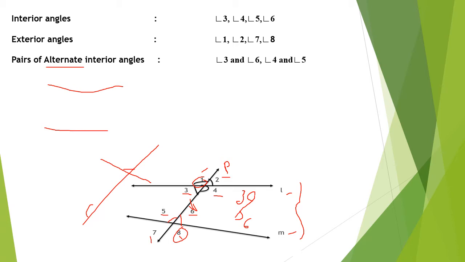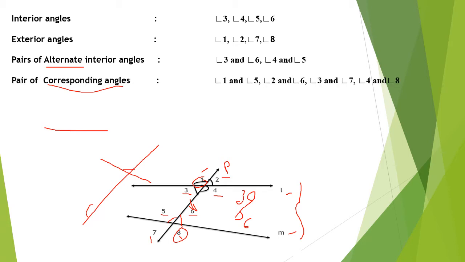So find out the other pair, 4 and 5. So one pair is 3 and 6, the alternate interior angles, and the second pair is 4 and 5. First they ask to find only the interior angles, and the third one they ask for pairs of alternate interior angles. So you want to write in pairs. So what is a pair? First pair is 3 and 6 and second one is 4 and 5. Alternate interior angles.